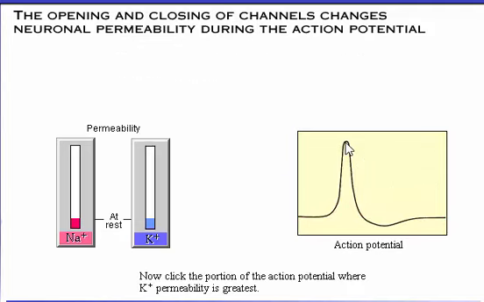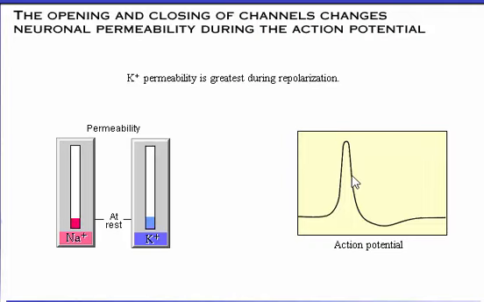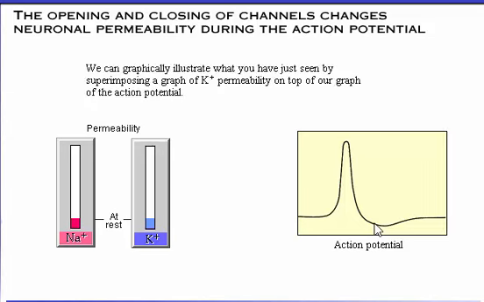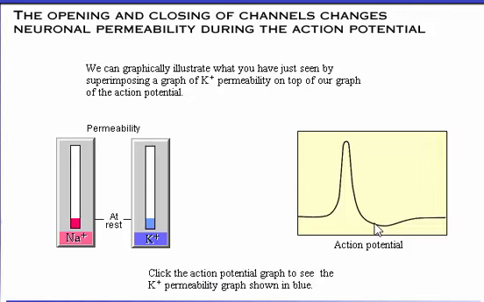Click the action potential graph to see the sodium permeability graph shown in red. Now click the portion of the action potential where potassium permeability is greatest. Yes, potassium permeability is greatest. We can graphically illustrate what you have just seen by superimposing a graph of potassium permeability on top of our graph of the action potential. Click the action potential graph to see the potassium permeability graph shown in blue.